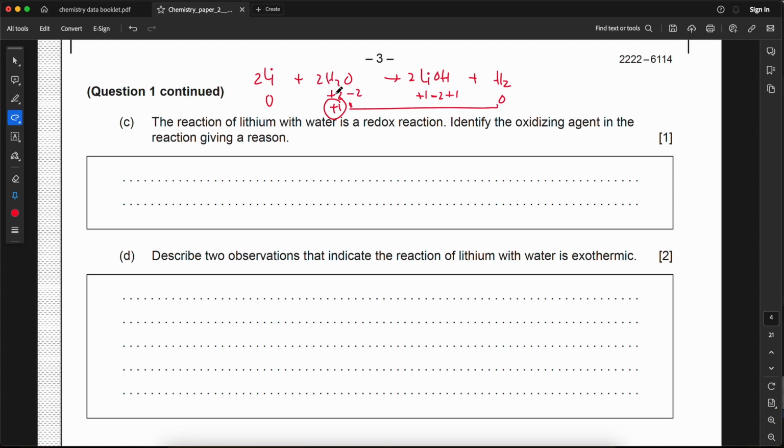Okay, so the answer will be H2O, and hydrogen gains electrons, because the oxidizing agent experiences reduction, and reduction gains electrons, always gains electrons. Or you can also answer H2O and H, oxidation state changes from +1 to 0.